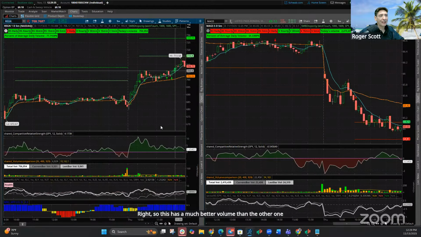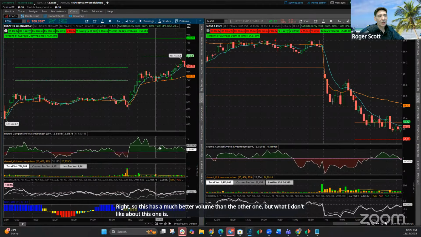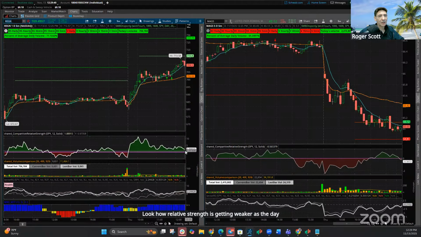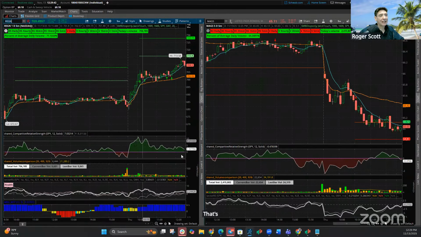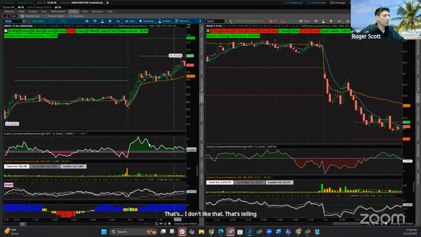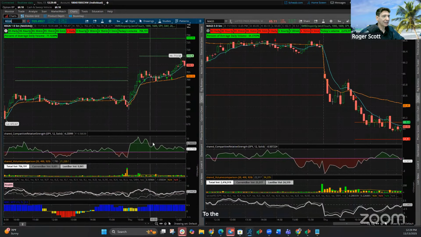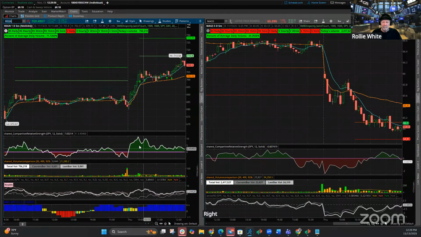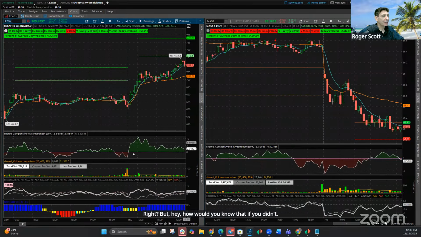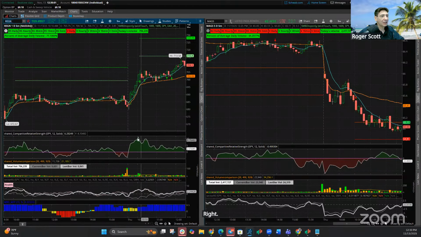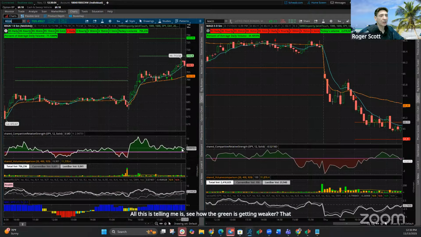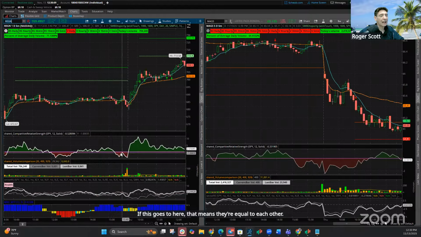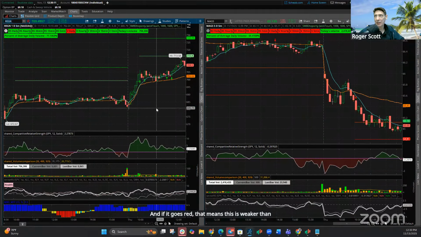But what I don't like about this one is look how relative strength is getting weaker as the day progresses. That's telling me it's losing relative strength to the SPY as the day progresses. I want stocks that are gaining relative strength to the SPY as the day progresses. But hey, how would you know that if you didn't have this? See how the green is getting weaker? That means we're losing relative strength to the SPY. If this goes to here, that means they're equal to each other. And if it goes red, that means this is weaker than the SPY. What the hell do I need it for?